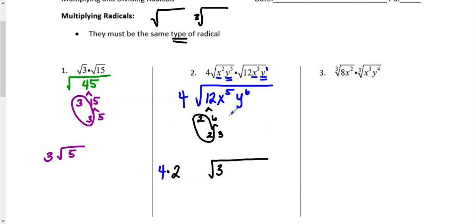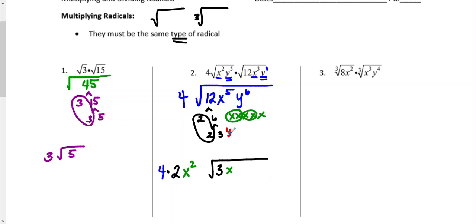Now, I have x to the 5th, which means I have 5 x's. So I'm going to draw that out. Square root means I need 2 of the same. So I can make 2 groups. So x comes outside. We give it an exponent of 2, because that's how many groups. And then we have 1 x left over.